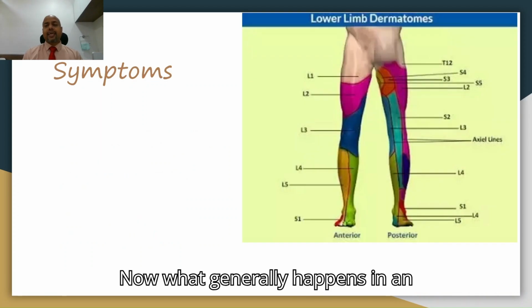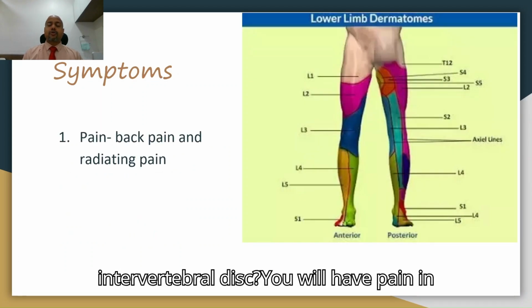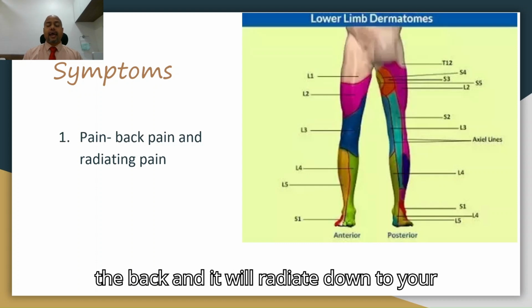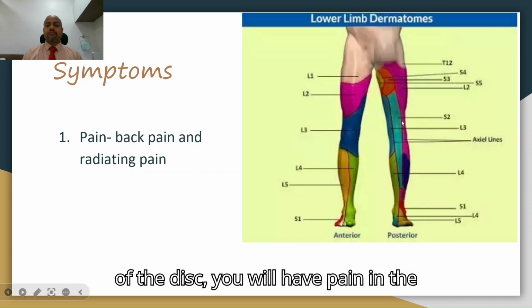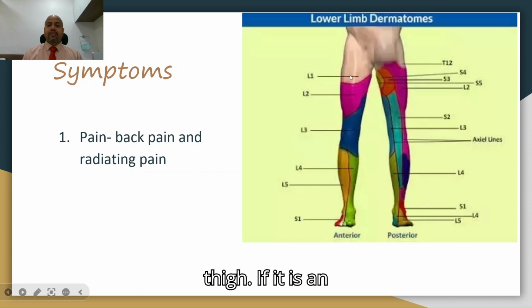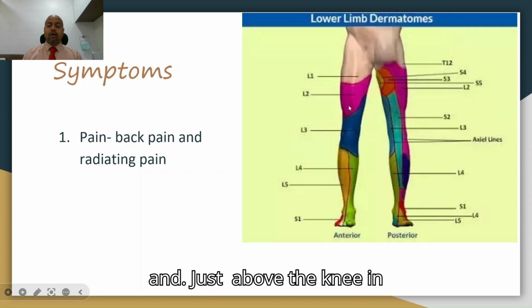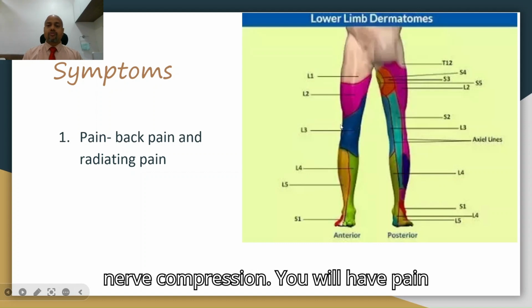Now, what generally happens in an intervertebral disc? You will have pain in the back and it will radiate down to your legs. Based on the level of the disc, you will have pain in the thigh. If it is a T12-L1 disc, you will have pain in the thigh and just above the knee in L2 nerve compression.